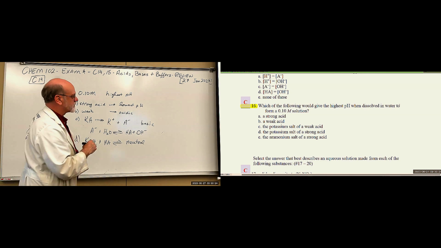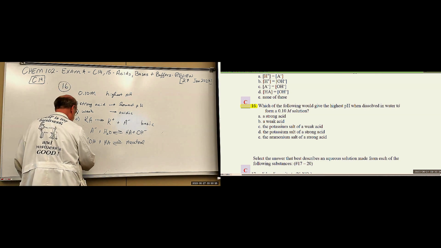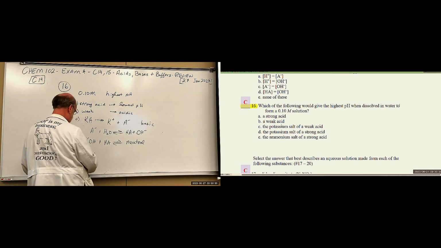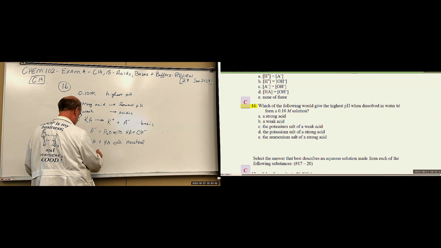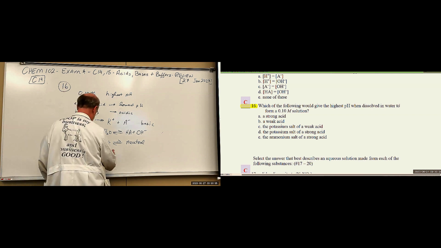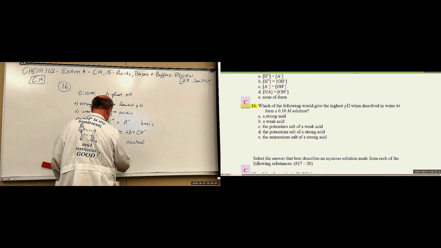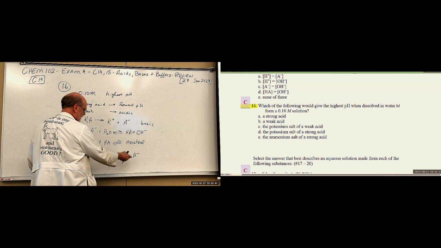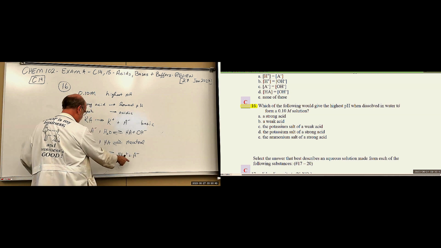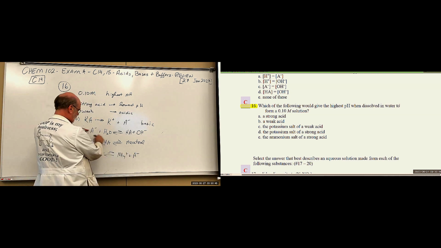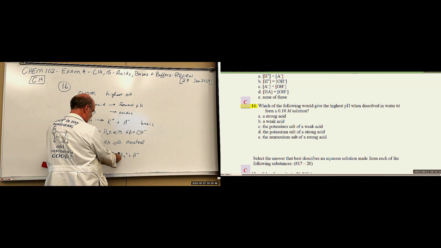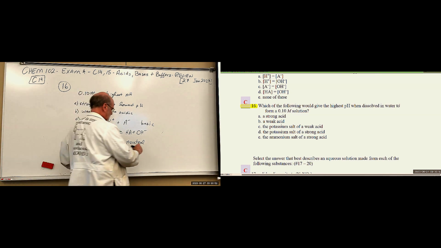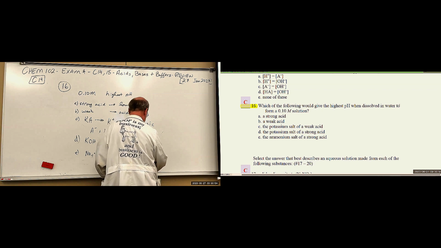And then the ammonium salt of a strong acid. So ammonium salt of a strong acid, like that. Okay, so that would produce this plus that. Then this is going to react with water like that. This is going to react with water, give up a proton. So they're going to be in the neighborhood.